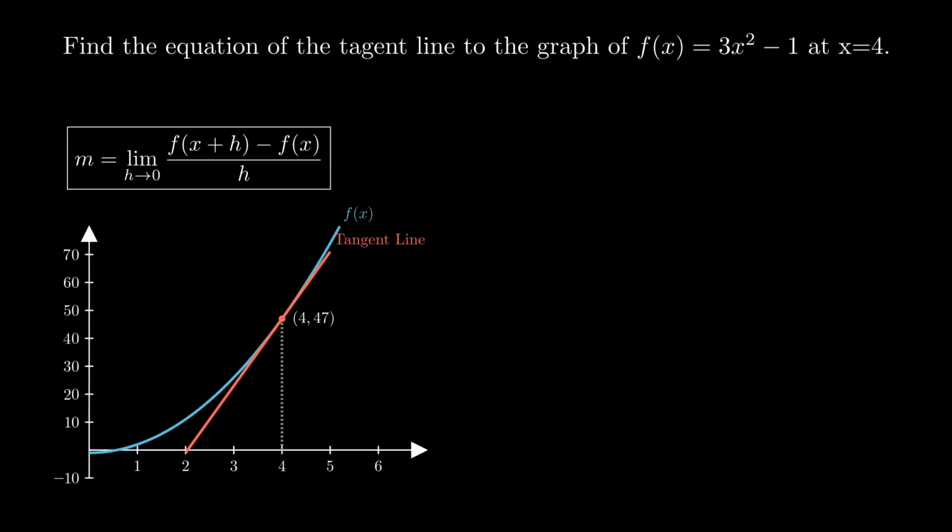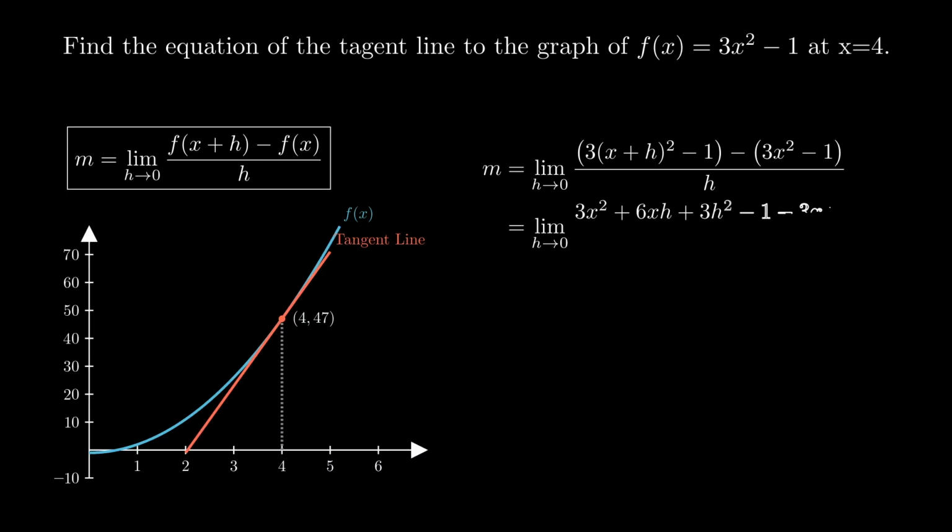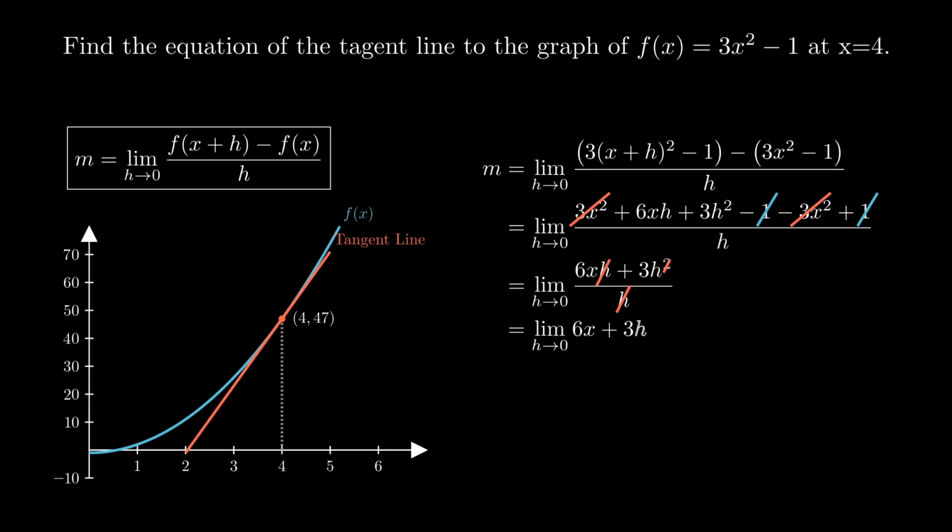Plugging our function into the formula gives us this expression. Our next step is going to be to expand these brackets so that we can go ahead and try and cancel out some terms. Sure enough, all of the terms without an h seem to cancel out, giving us an expression where every term in the numerator and denominator has an h. Now that we have this, we can go ahead and simplify this fraction by dividing an h from every term.